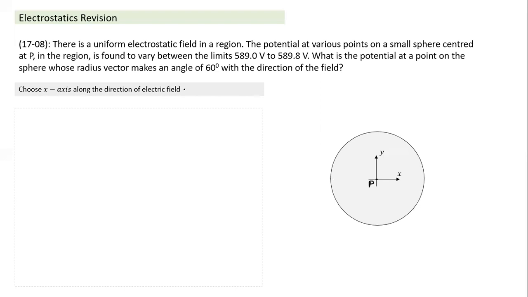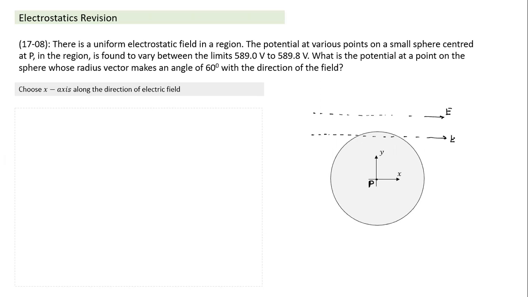Since directions are involved, whenever it is not mentioned we can always choose an axis which makes things easy. So I have taken the x-axis along the direction of field. I have drawn a sphere, O is the center. If I have to draw field lines, they will be along the x-axis and equally spaced. It's a uniform field. That's how the field is.